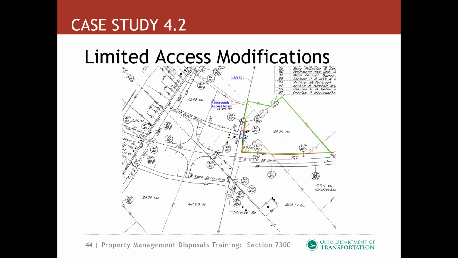So here's a case study that we have, 4.2. We'll just kind of go over this together. Normally in class, you would work in a group and come up with some answers, and then we could discuss, but in this setting, we'll just do it this way. So you can see here the plan sheet. The area in green is the area we're talking about.